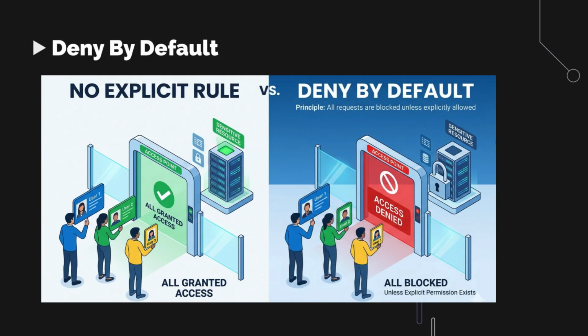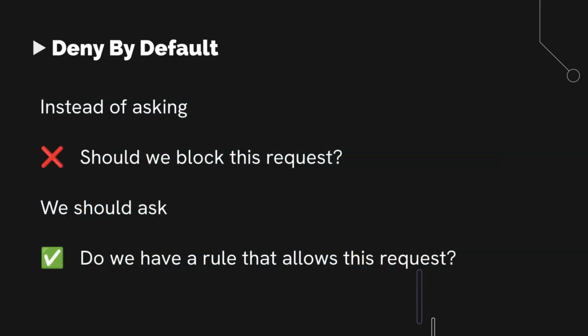One of the most important principles in authorization design is deny by default. The idea is very simple. If a user is not specifically allowed to perform an action, the system should automatically deny access. Instead of asking, should we block this request, we should ask, do we have a rule that allows this request? This approach significantly reduces the chance of authorization mistakes and accidental exposure of sensitive functionality.